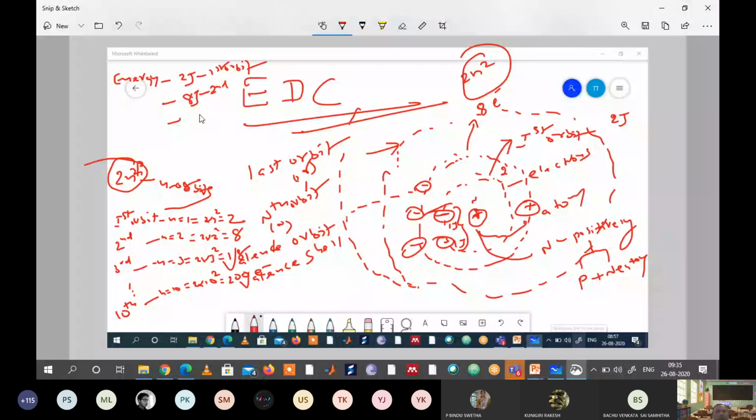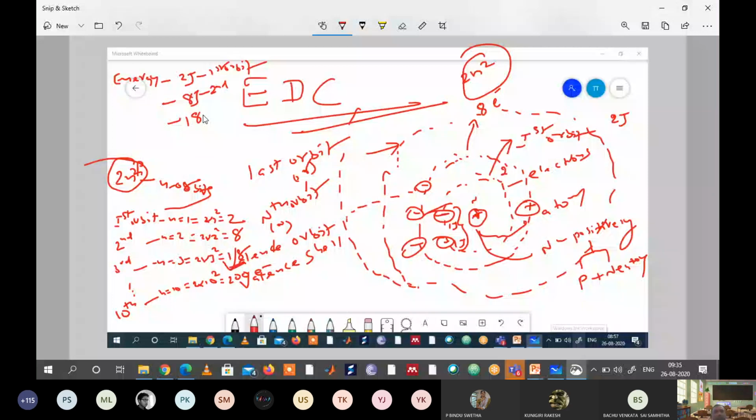How many electrons are revolving in third orbit? It is equal to 2n square. N is equal to third orbit, means 3. 3 square is 9, 9 into 2, how much? 18. So 18 electrons. How many joules? 18 joules of energy.